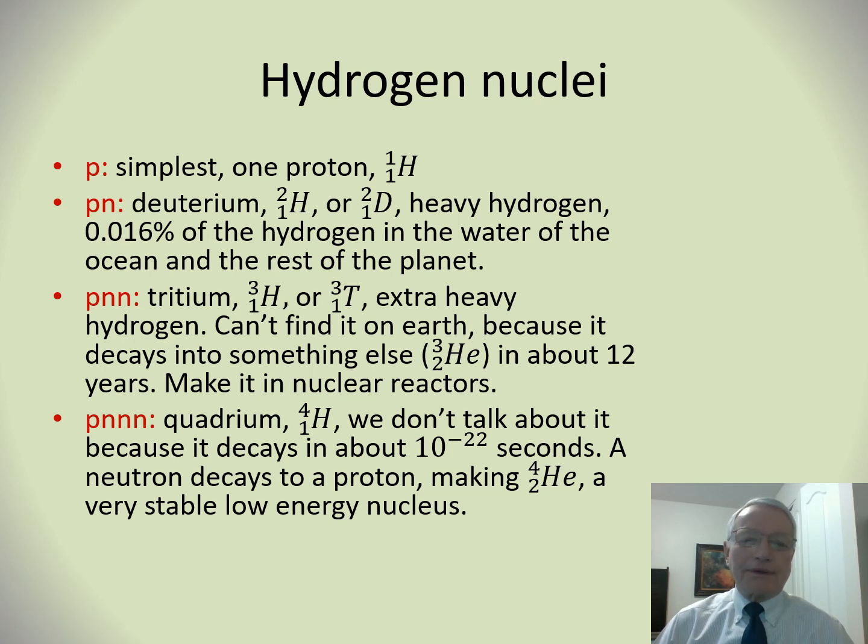Tritium is a little trickier. That's where you put 2 neutrons in with a proton, 3H1. You could call it extra heavy hydrogen. There isn't any of that naturally on the Earth because it has a half-life of about 12 years before it decays. But we can make it in nuclear reactors, and we do make it in nuclear reactors.